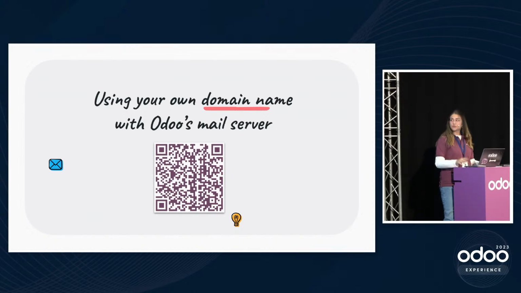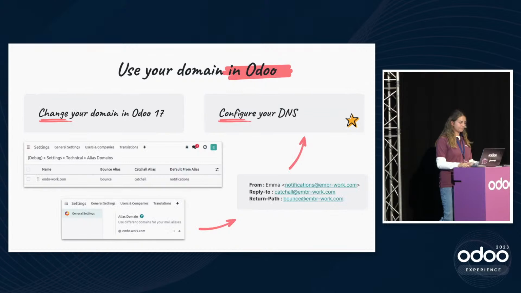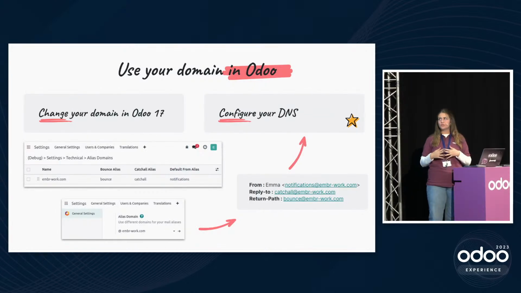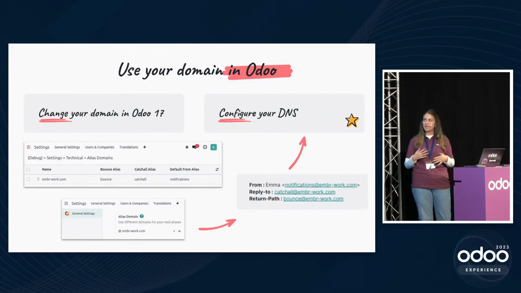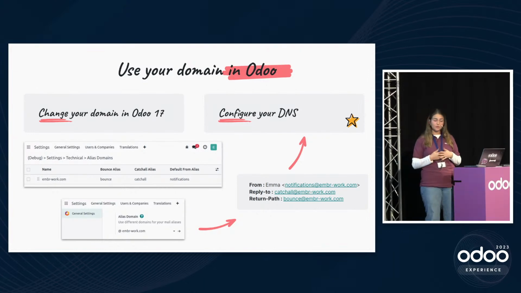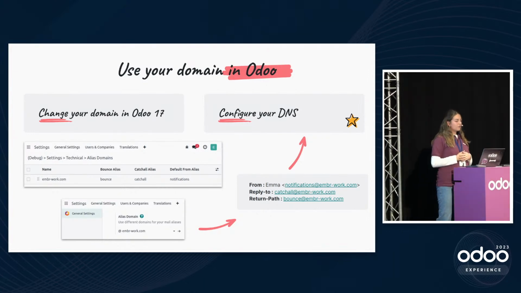And don't hesitate to refer to our documentation right there, accessible by this QR code, or to our support if you don't know how to configure your domain. So should I just put my domain like that somewhere in Odoo and it will work? No. If you choose to use your own domain, you will have to do carefully your configuration.